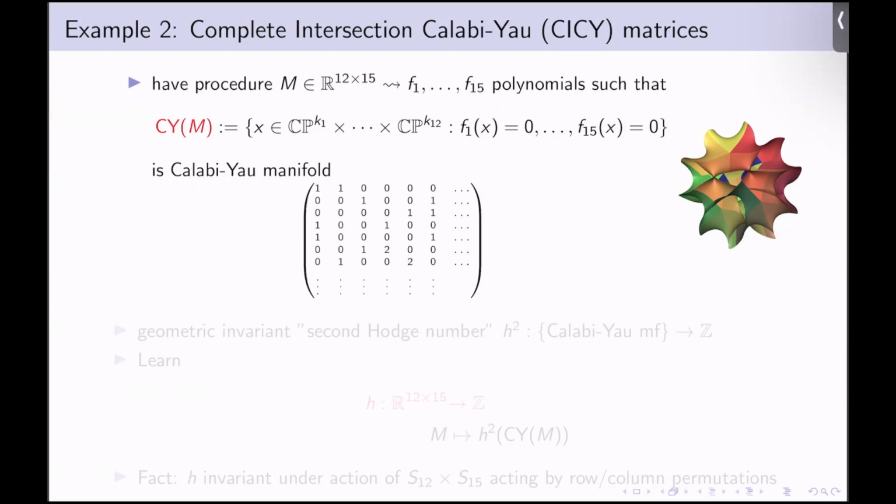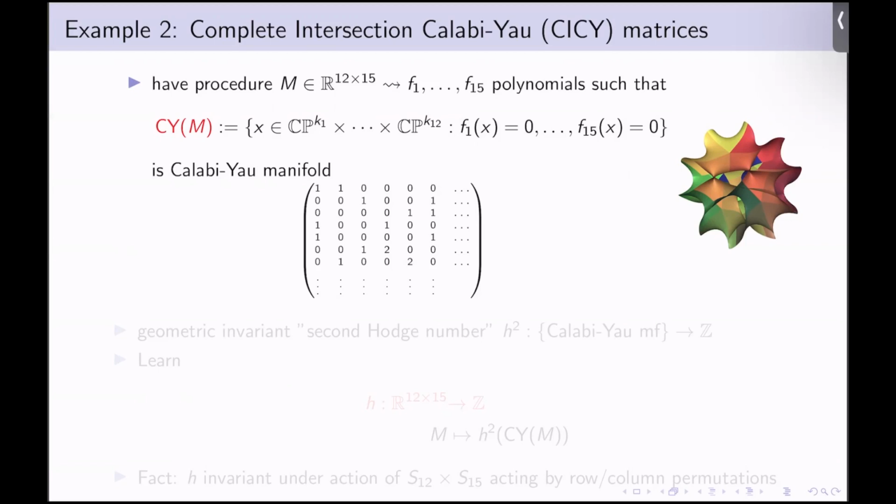And with this procedure, if you take the right input matrix, the resulting set would be a Calabi-Yau manifold, some complicated geometric object. Now, I make it seem a bit easier than it is in reality. You can't take every real 12 by 15 matrix. It's actually quite restricted which ones give you Calabi-Yau manifolds. Up to some very precise notion of isomorphism, there are around 8,000 of these matrices which give you Calabi-Yau manifolds.